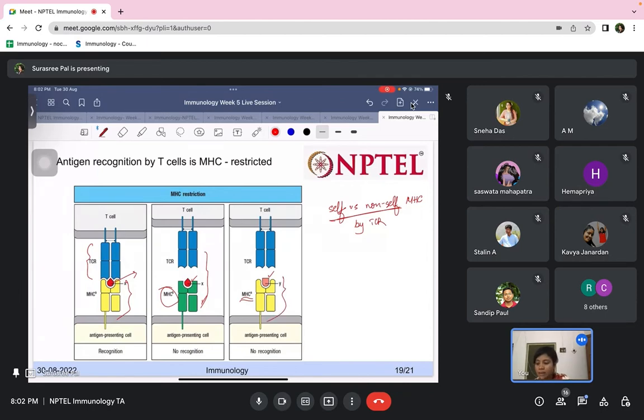So the correct MHC molecule has to bind to the correct antigen. This will determine the TCR recognition.